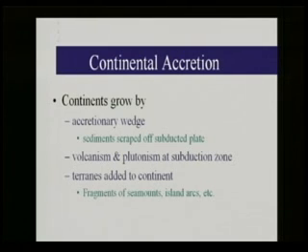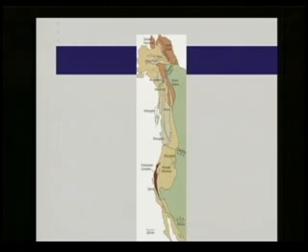And continents can grow by terrains that are added to the continent, fragments of seamounts, island arcs, microcontinents that are accreted and sutured onto the continent. This diagram shows all the different terrains on the western edge of the North American continent, and this is a very generalized diagram. If you move down to a much more detailed diagram of the terrains, it gets really messy, and a lot of geologists specialize in trying to sort that out.